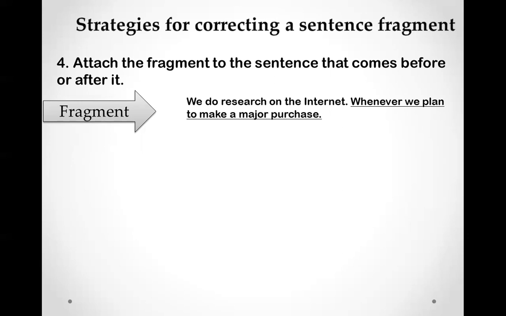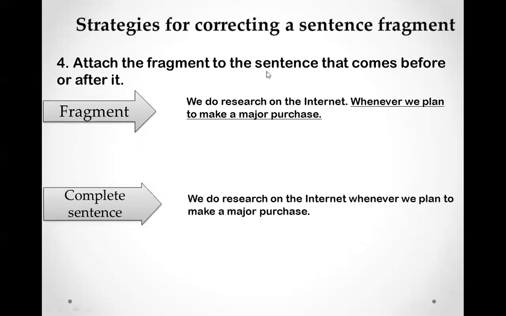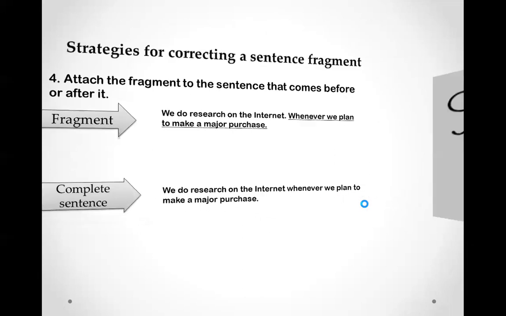That's a dependent clause. How do we make it complete? By attaching the dependent clause to the independent clause. If you start your sentence with a dependent clause, you need a comma after it. So: whenever we plan to make a major purchase, comma, we do research on the internet. Or I can simply keep it as it is without a comma: we do research on the internet whenever we plan to make a major purchase, period. In both cases, it is correct.